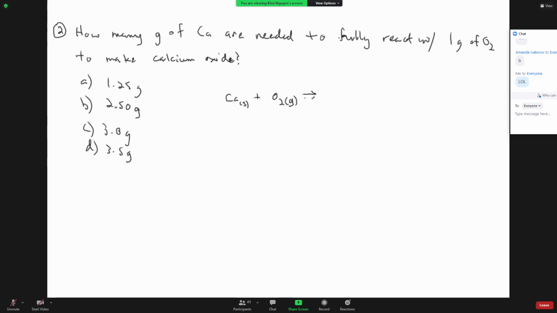This is definitely a one-way reaction. And we're going to have calcium oxide. Calcium's natural oxidation state is +2. Oxygen's oxidation state here is -2. They originally start with 0 and 0. We'll get into those oxidation states when we talk about redox within the next 2 weeks or so.